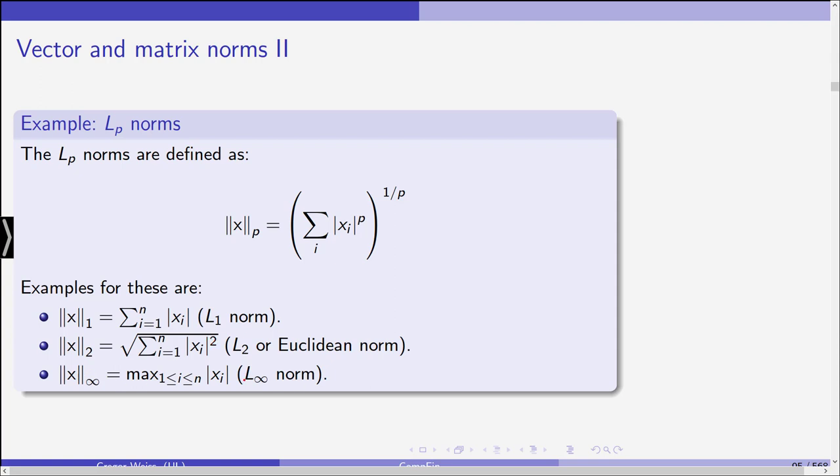And the L infinity norm is simply the maximum over all those absolute entries in your vector. So the absolute values xi. Okay, so that's the L infinity norm.